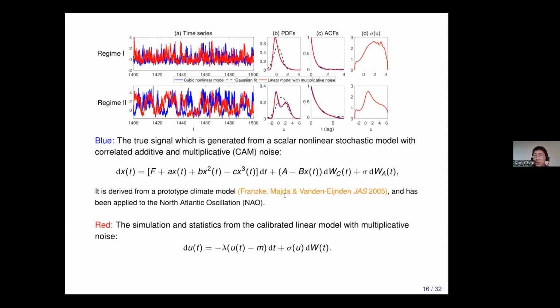In many climate applications, those time series are highly non-Gaussian. I wrote one sentence here: they consider the North Atlantic oscillation, which is highly nonlinear and non-Gaussian. So this kind of trick can be applied, and you don't need to use very complicated nonlinearity if you can choose this coefficient properly. Thank you. Thanks.